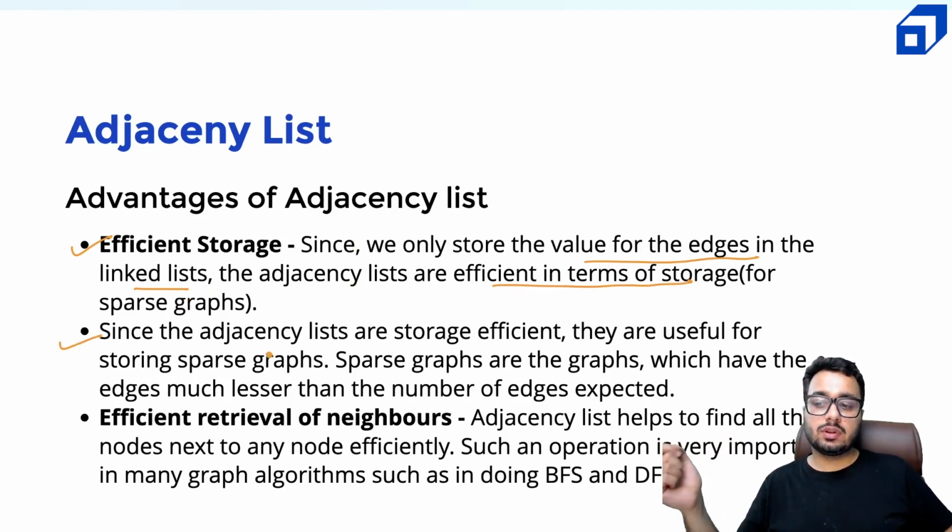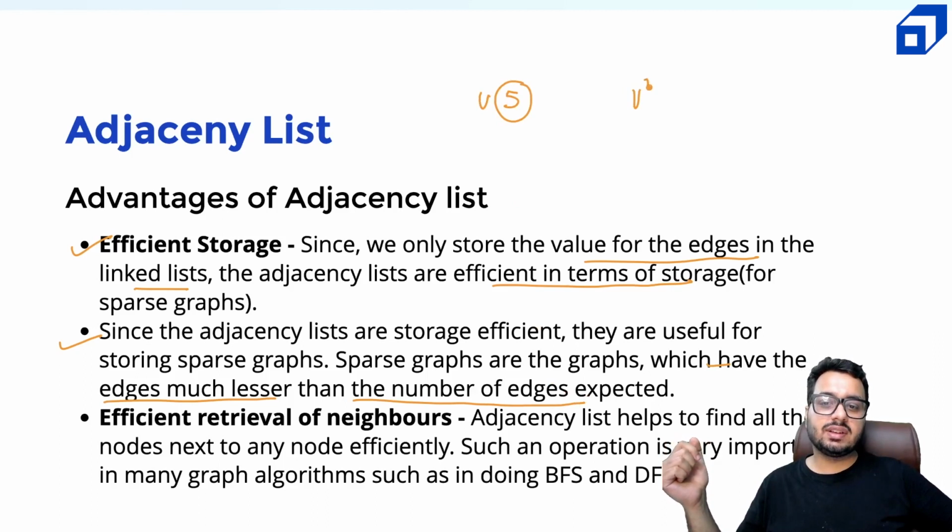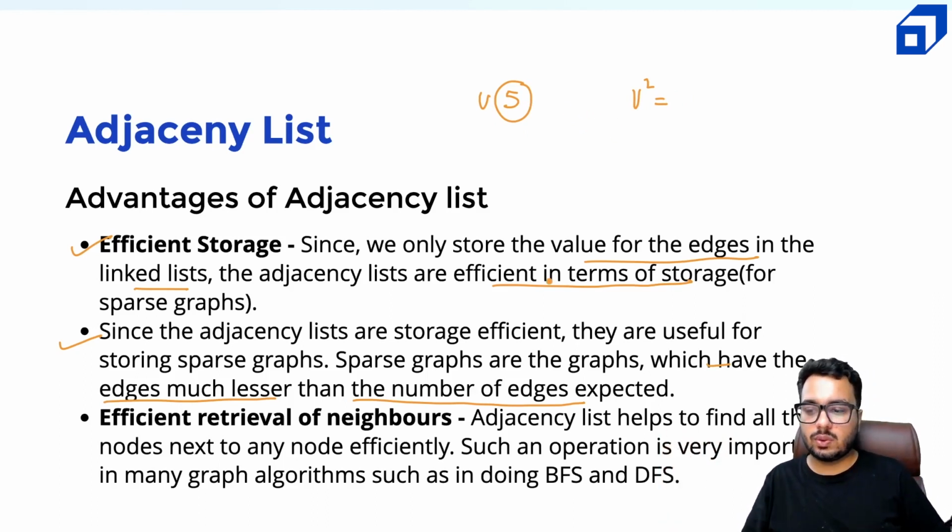They are also useful for storing sparse graphs, which have much fewer edges compared to a dense graph. If you have five vertices and V square edges, that means every node is connected with everyone. In that case, adjacency matrix can be easily used, right? But if you have five vertices and seven edges, it's a sparse graph, right? The number of edges is much less than V square, right?